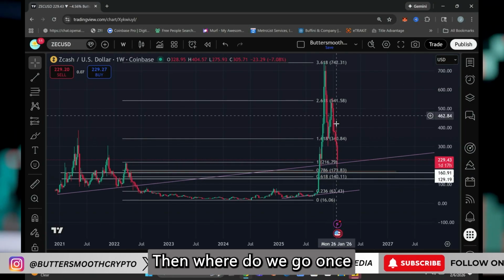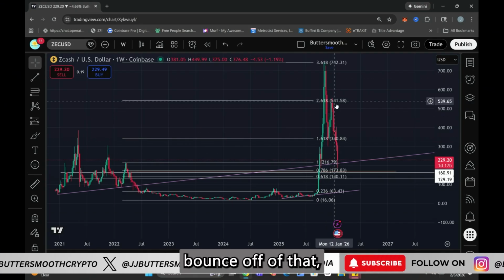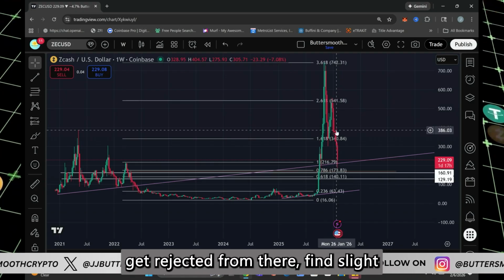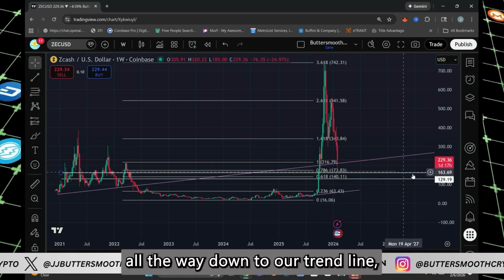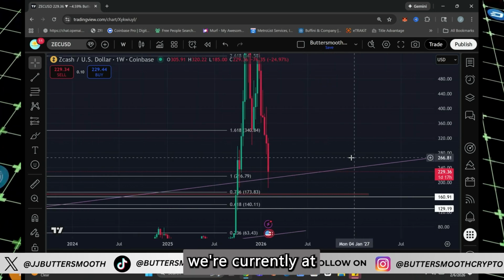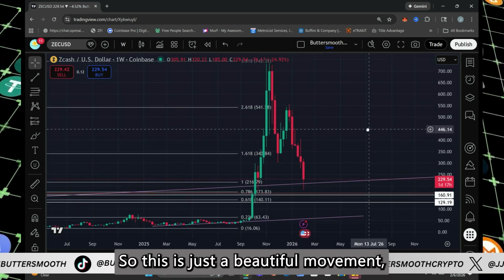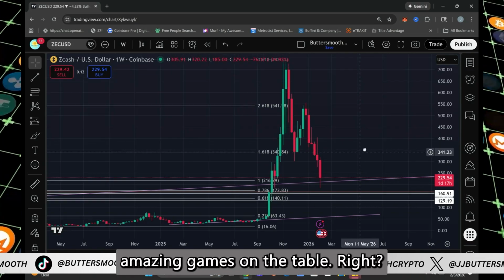Then where do we go once we start getting pulled back down? We go to our 618 movement, bounce off of that, go to our second 618 movement, get rejected from there, find slight support before getting rejected all the way down to our trend line, which is where we're currently at and we're currently bouncing off of. So this is just a beautiful movement, beautiful setup, amazing gains on the table.